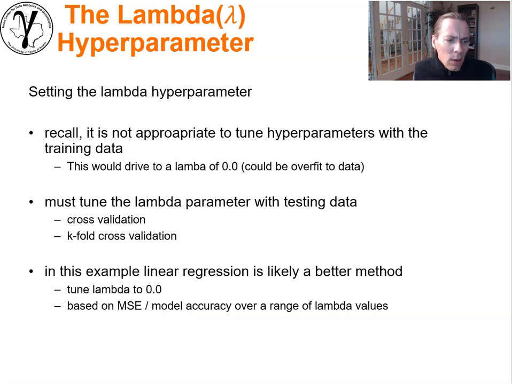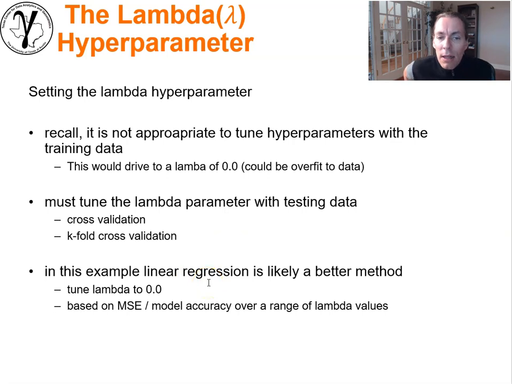Now, what's going on here with this result right here? Well, first of all, recall it's not appropriate to tune the hyperparameter with the training data. This would always drive us to a very low lambda value, and we'd always be overfit. We must tune the lambda parameter with the testing data, and we did more of a cross-validation type approach, just withholding some testing data. But we could have done a full k-fold cross-validation.